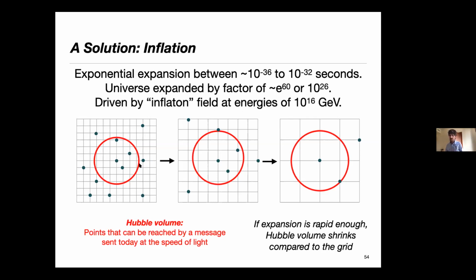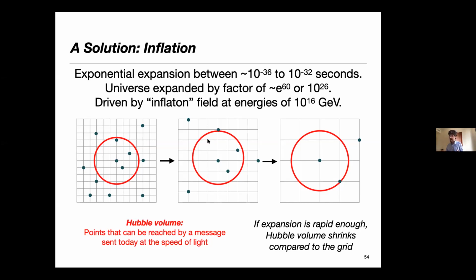And the way you can think about that is basically, if you imagine this red circle being all of the points that can be reached by a message sent at the speed of light, those are all the points that should be in causal contact with each other. And these points on the grid, you can imagine as observers in the background space-time. So if I inflate the space-time extremely rapidly over a short amount of time, the red circle doesn't grow that much, because it's set by the speed of light, basically. But the background grid can expand faster than the speed of light.